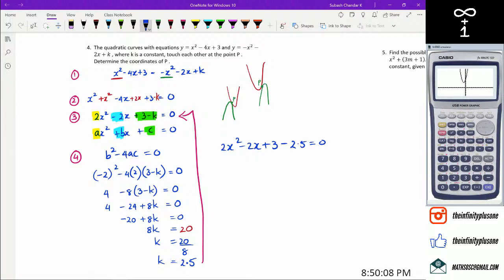I'm just wondering, is there another way of doing this? Nope, so far that is it. So here I've got 2x squared minus 2x plus 0.5 equals 0. At this point, I'm just lazy, so I'm going to go straight into my calculator.